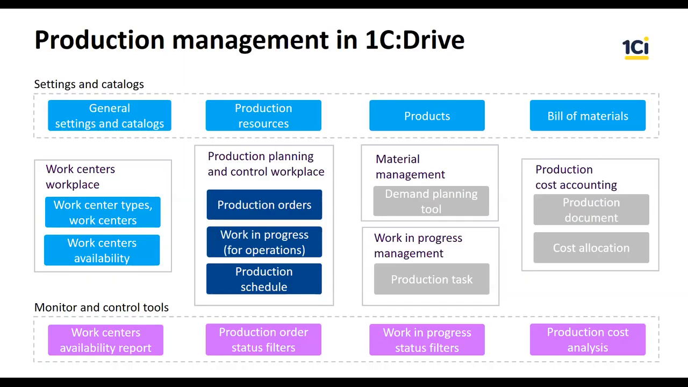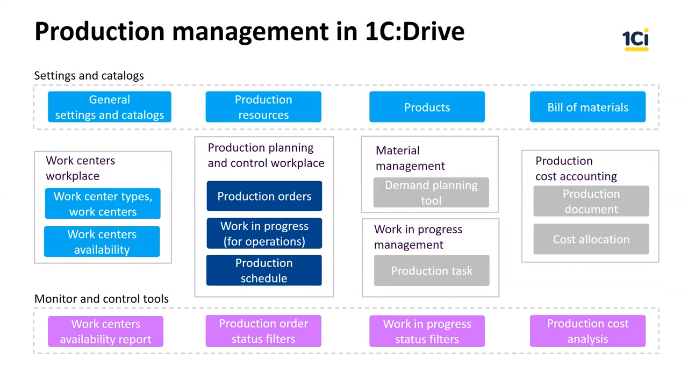Let's go back to our diagram. So the topic of our today's webinar is production planning and control workplace. But from this diagram, we see that there's a lot to be done before we can actually start planning. Settings must be done, catalogs filled and in place, work center availability must be registered, as well as production orders. So in short, there's a lot to be done.